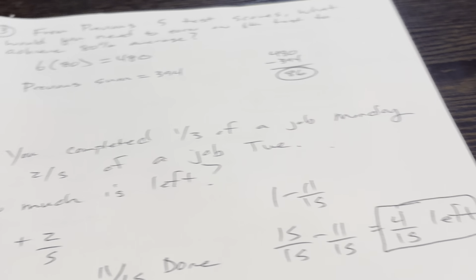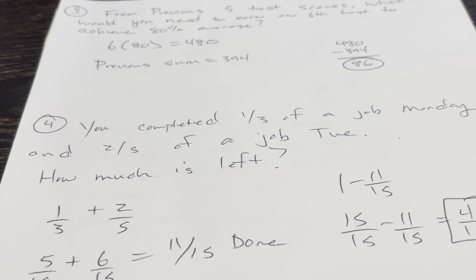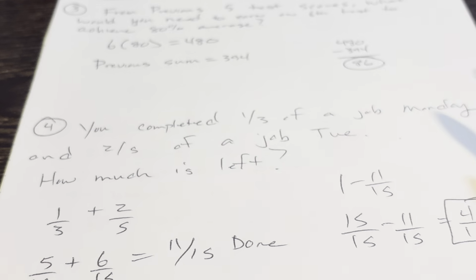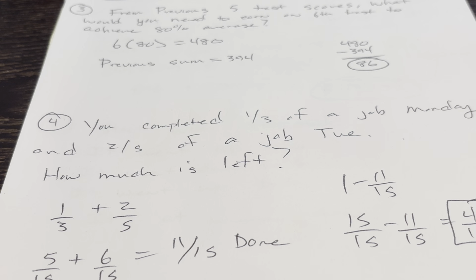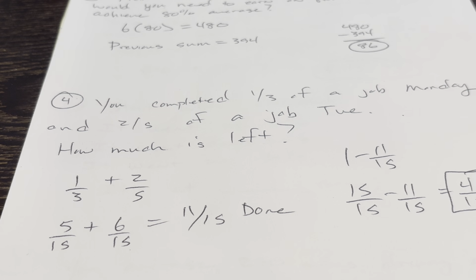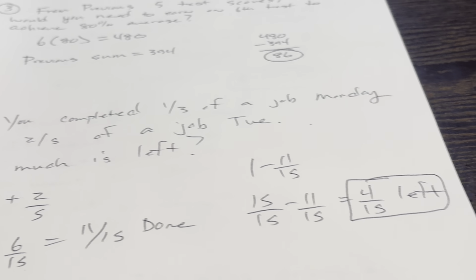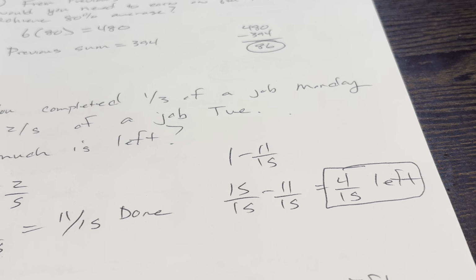All right, next up, number 4. You completed 1/3 of a job Monday and 2/5 of a job Tuesday. How much is left? 1/3 plus 2/5. So let's figure out how much you've got done. 1/3 is 5 over 15. 2/5 is 6 out of 15. That is 11 out of 15. That is done. Think of this job as 15 parts. 11 are done. 4 more parts need to be finished, are left. And that's how you get that. 4 out of 15 left.